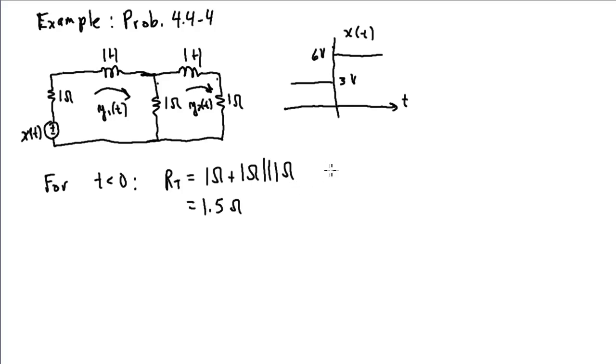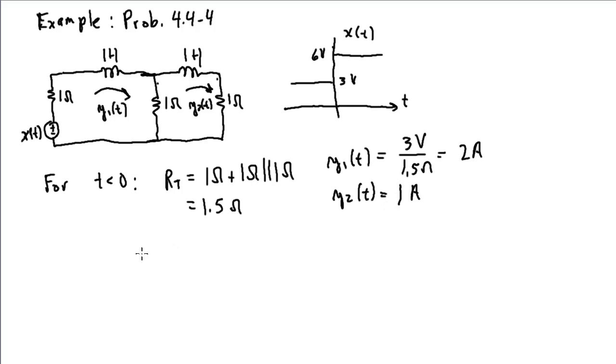And then I can find the current from our voltage source, which is y1 of t, just our voltage, 3 volts divided by the 1.5 ohms. So this is 2 amps. This is what the current is, again, for t less than 0. y1 of t is actually flowing into both these resistors, which are in parallel. They're equal resistances. So I could use current division, but y2 of t is just going to be 1/2 y1 of t. So that's 1 amp.